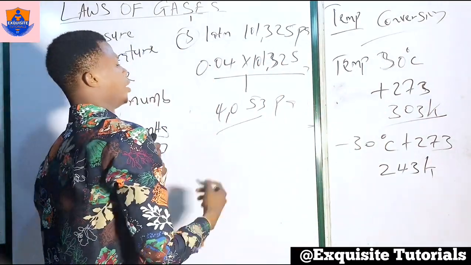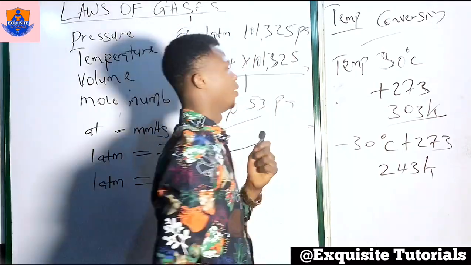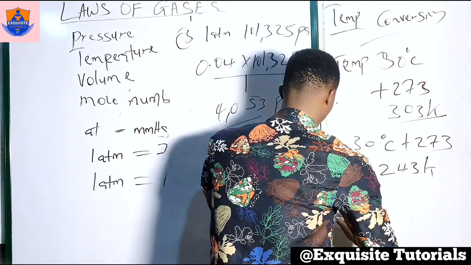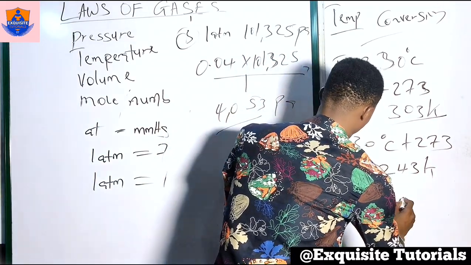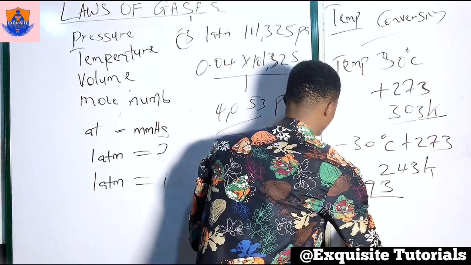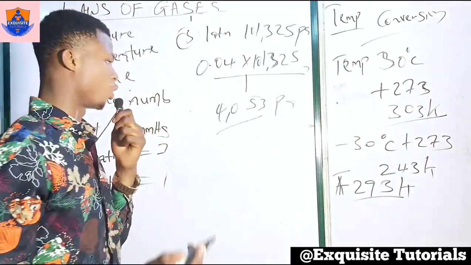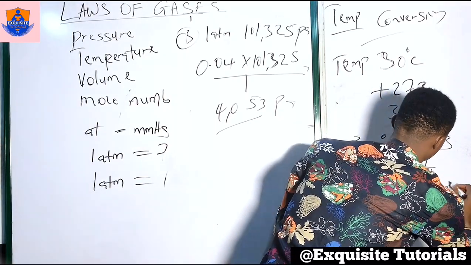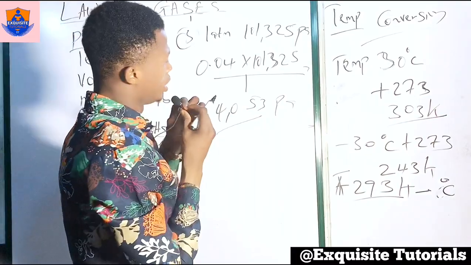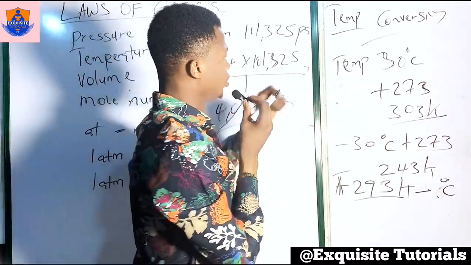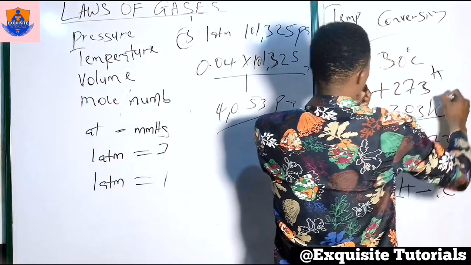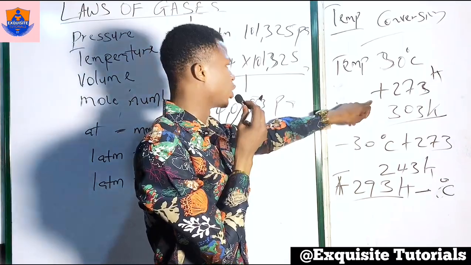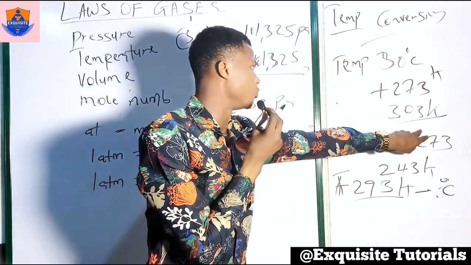Now, how about when we are given Kelvin and we want to convert to degrees Celsius? Let's say you are given your temperature T to be 293 in Kelvin, and you have to convert to degrees Celsius. What do you do? If to convert from degrees Celsius to Kelvin you are adding 273, it means that the opposite becomes the order when converting from Kelvin to degrees Celsius.